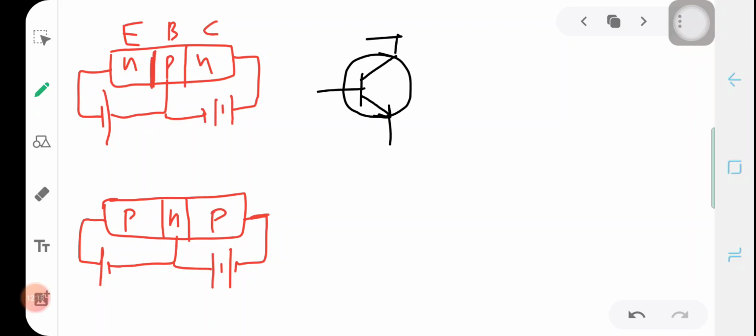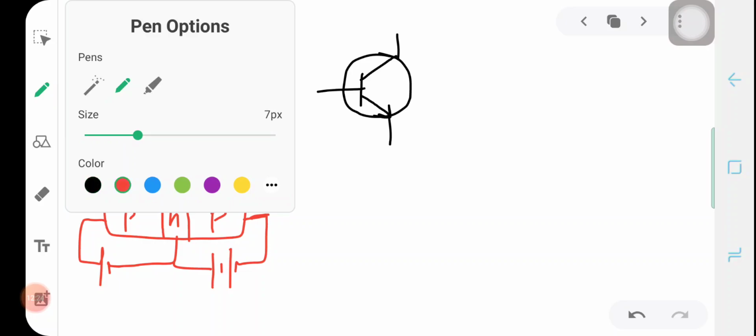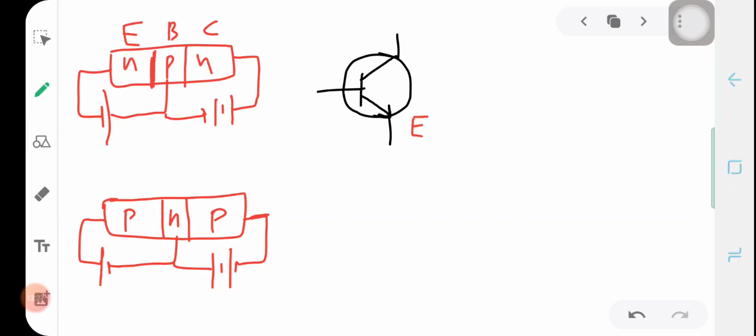So this arrow marked end represents the emitter. So this is the emitter, this is the collector, and this is the base. This is the transistor symbol for an NPN transistor. Here the arrow mark on the emitter is outward, in order to represent that the emitter current is flowing out, which represents the type of the transistor. If the arrow is outward, it represents the NPN configuration.